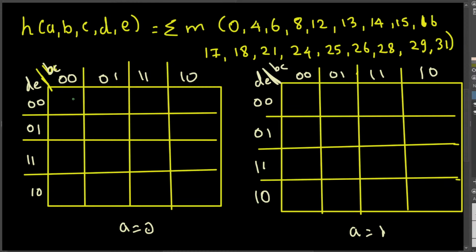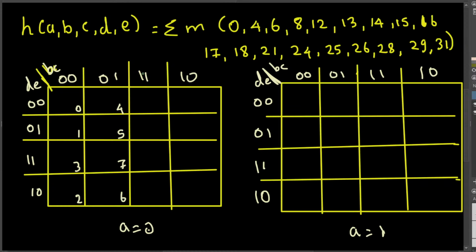So what does this represent? 0, 0, 0, 0, that is the 0th location. 0, 0, 0, 1, that's 1. 0, 0, 1, 1, that is 3. 0, 0, 1, 0, that is 2. 0, 1, 0, 0, that is 4. 0, 1, 0, 1, that is 5. 0, 1, 1, 1, that's 7. 0, 1, 1, 0, that is 6.